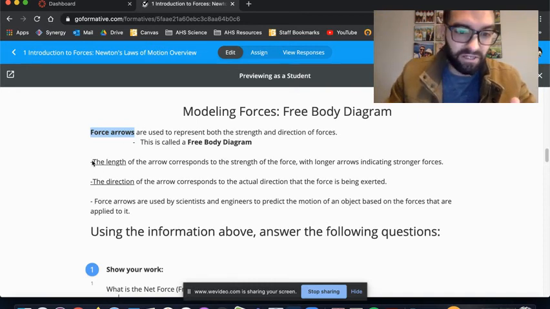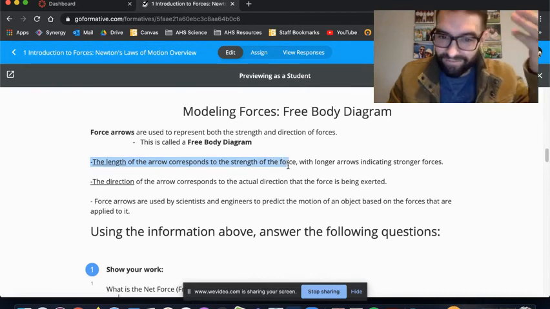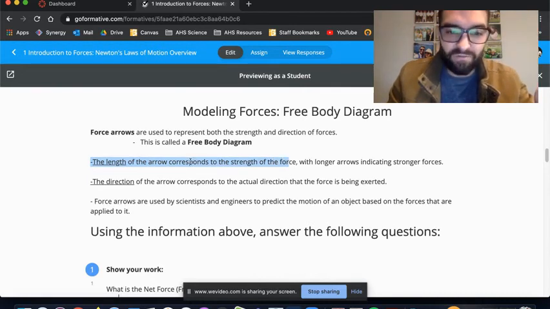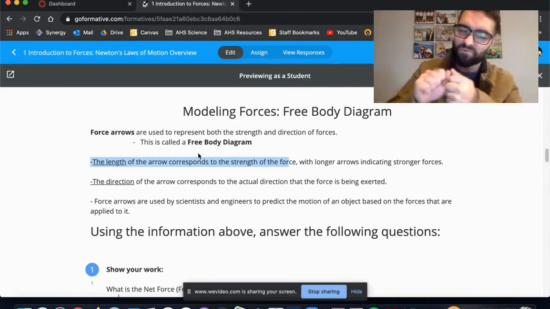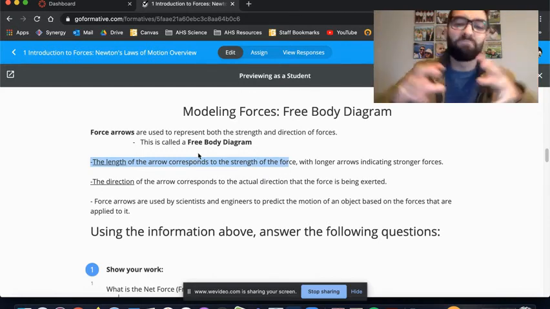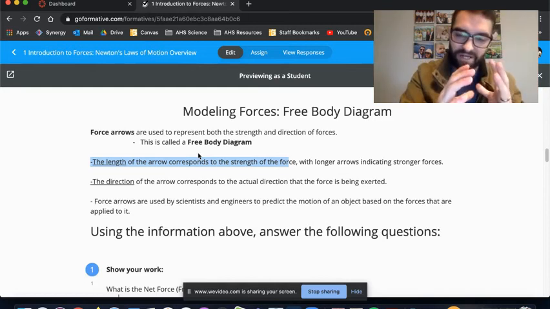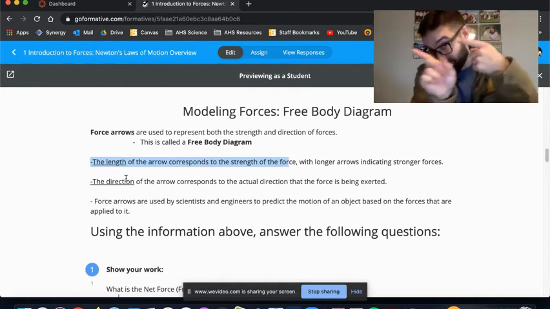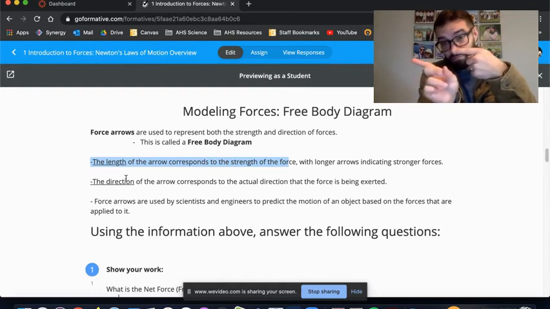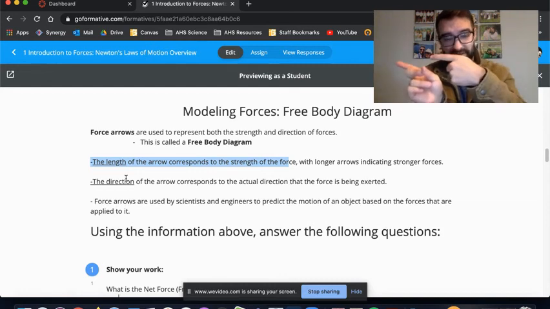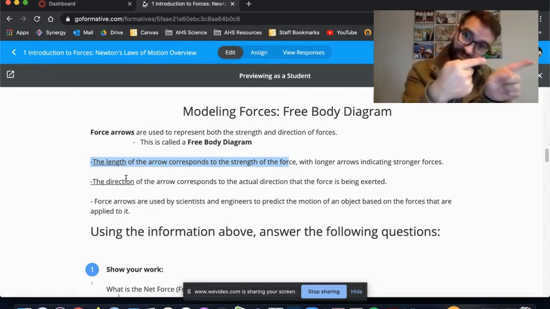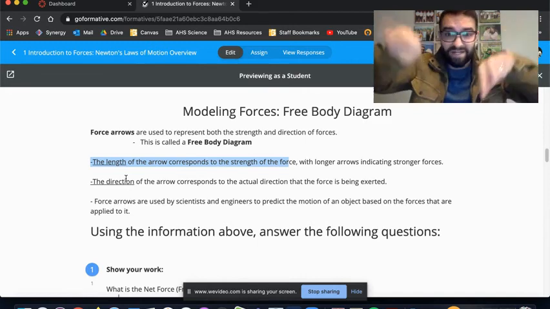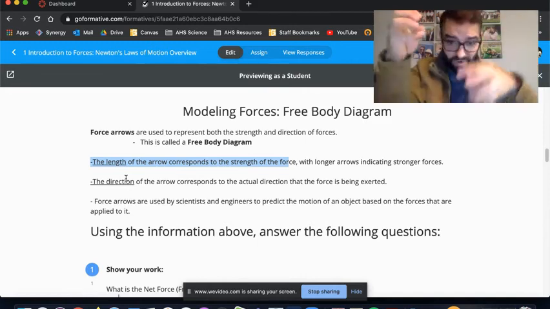A couple small notes, and I think a lot of us have seen these before, so it should hopefully make sense. The length of the arrow corresponds to the strength. If you have a really long arrow, that means you have a bigger force. If you have a small arrow, that's a weak force. Then the direction: if the arrow is pointing that way, the force is pushing or pulling that way. It can go in any direction, in a full circle, depending on where it's getting pushed or pulled from.